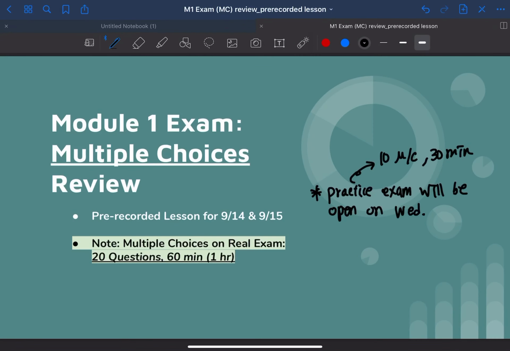Hi guys, so let's go over some multiple choice portions together. On the real test on Thursday and Friday, you will have 20 multiple choice questions and 1 hour to complete. But during the practice test on Wednesday, you will have only 10 multiple choice questions with a 30 minute time limit. It will be open on Wednesday. But on the real test, you will have 20 questions with 1 hour.